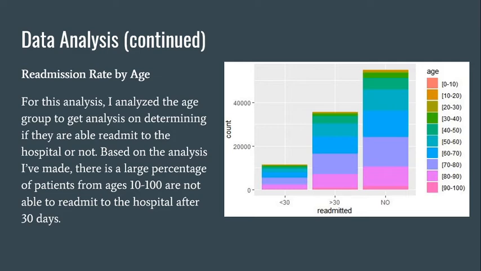This is an analysis that I did to figure out if patients are able to be readmitted to the hospital within 30 days. These are the age groups right here, and this is mainly because of their blood sugar level and the number of diagnoses they had to go through. So I thought that was really interesting.